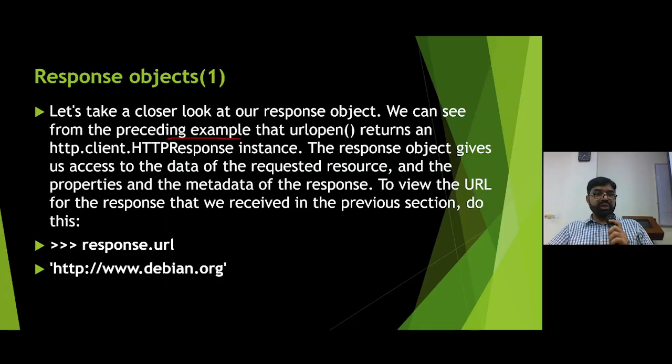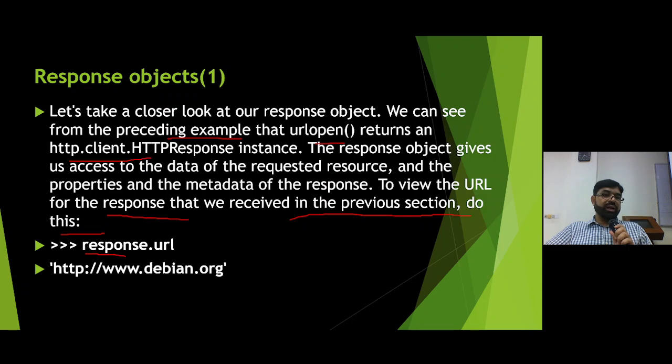Okay, so let's take a closer look at the response. We can see from the preceding example that urlopen returns an http.client.HTTPResponse instance. Basically, this is a response from the server. We used a package, which is already a sort of program or software, whatever you want to call it. You are just using it to interact with the web server of Debian. Then you get the response to your request.